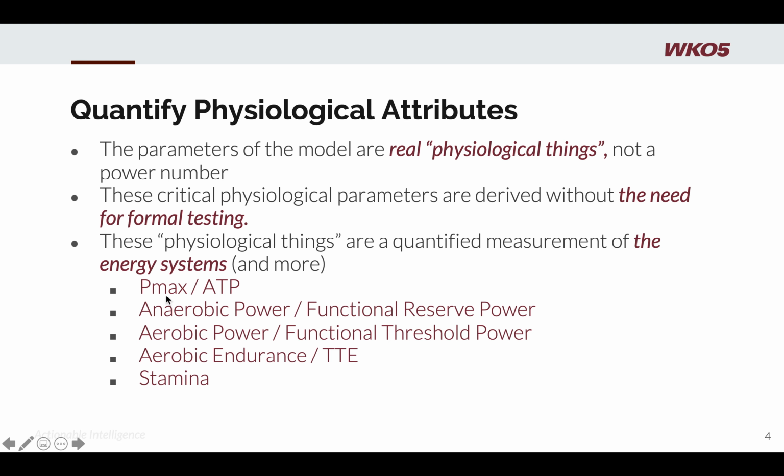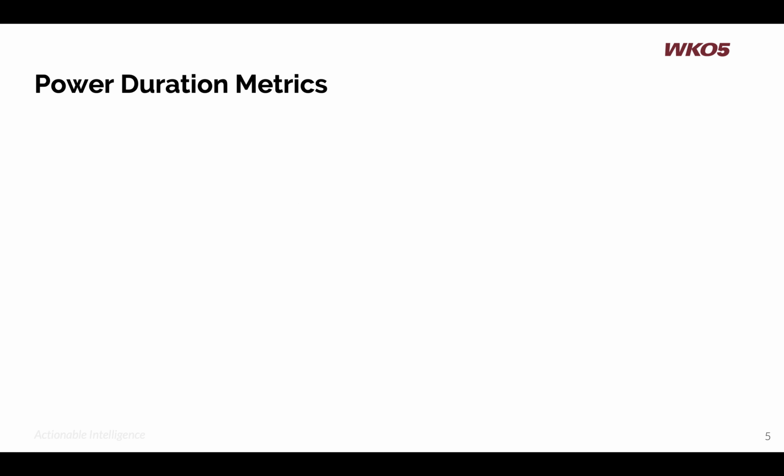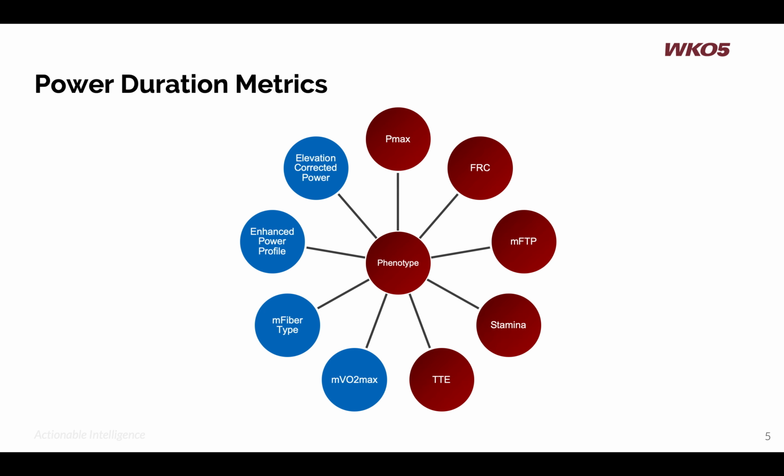So if you're thinking about your Pmax, it helps us measure your ATP. If you think about your anaerobic power, it's your functional reserve capacity, FRC. If you think about your aerobic power, it's your functional threshold power. If you think about your aerobic endurance, you're talking about your time to exhaustion, and we also can measure stamina within the system.